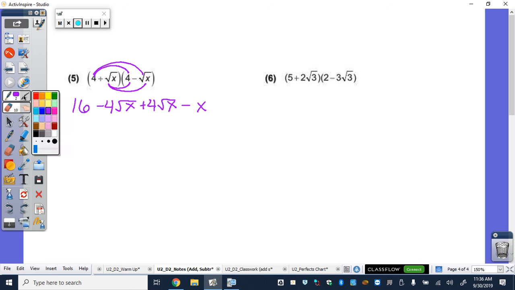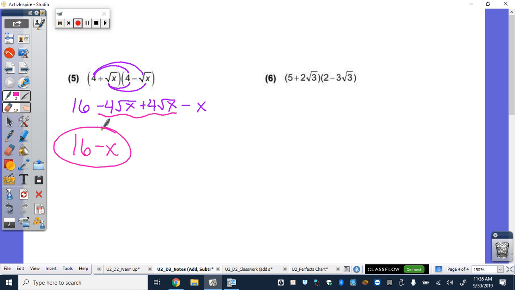And then what happens with our radical x's here? They cancel. So we're left with 16 minus x.